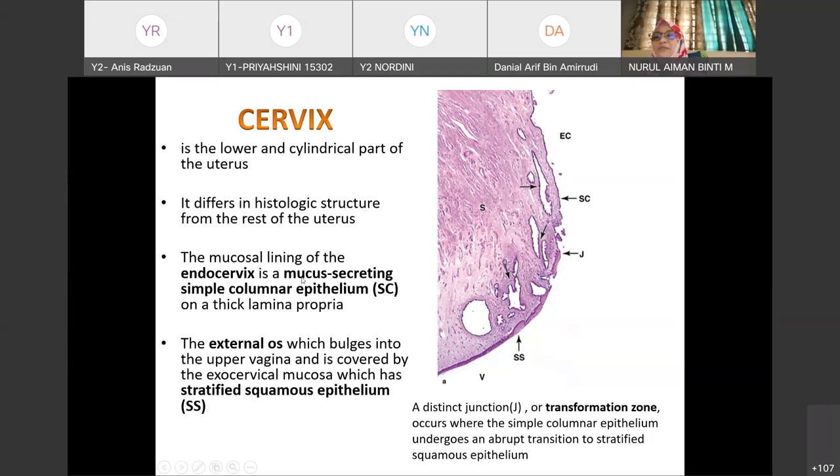So the mucosal lining of the endocervix is mucus secreting simple columnar epithelium. Okay, the cervix is divided into endocervix and ectocervix. Okay, this is the junction. So the endocervical region here is lined by mucus secreting simple columnar epithelium on a thick lamina propria. Okay. Thick lamina propria, because at this area, there is not much muscle. The myometrium is very little here. So the lamina propria will be thick. But you can't see from this image. Okay, so the external os here bulges into the upper part of the vagina. This is the one.